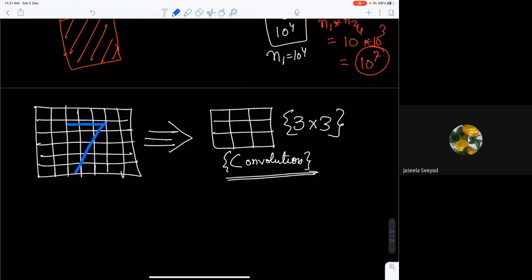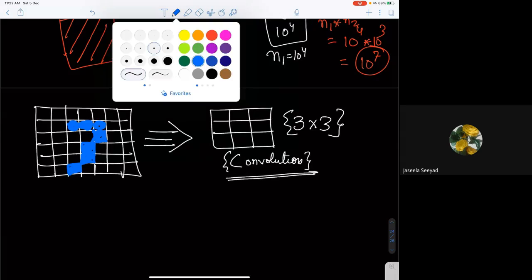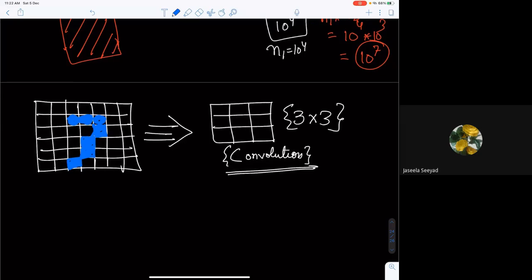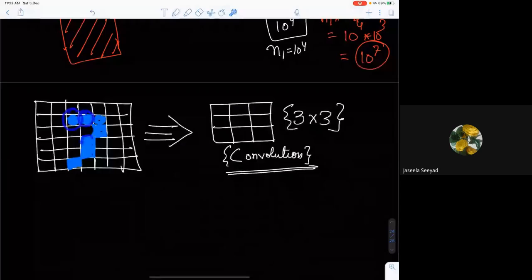Now there is actually a spatial relationship. Why is this pixel blue? Because this is part of my 7. Why is this pixel blue? Because it is adjacent to it. Why is this pixel blue? Because it is some part of my 7, and because of these pixels and their combination, this is becoming 7. So there is some spatial relationship. What is this spatial relationship?